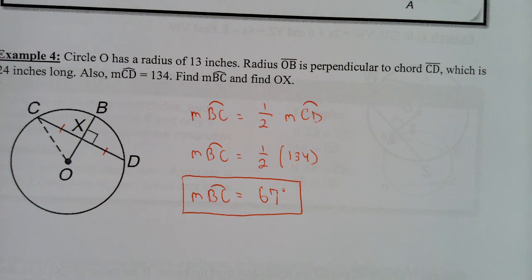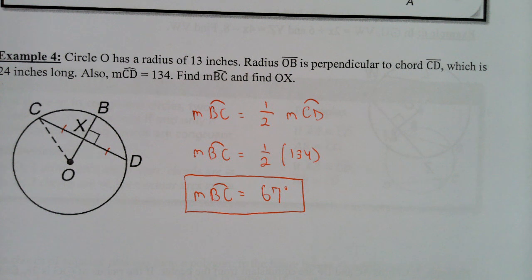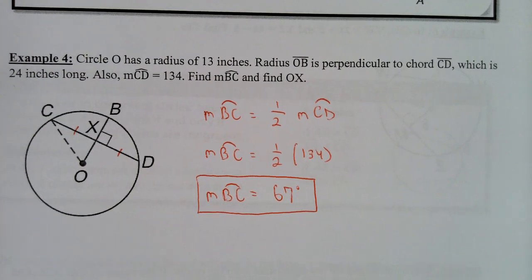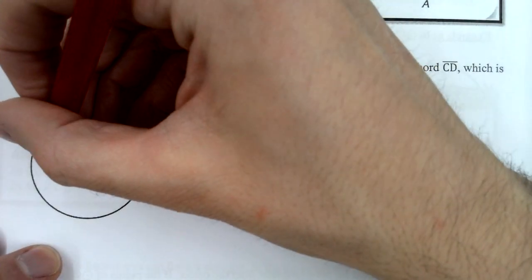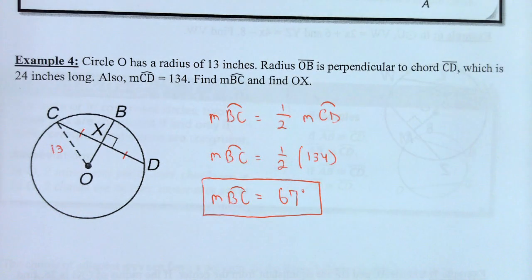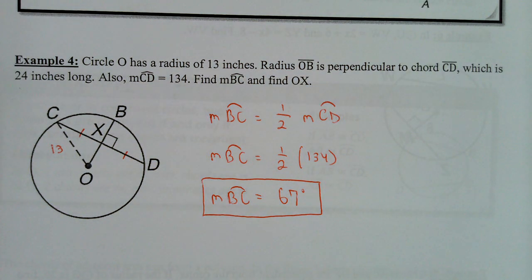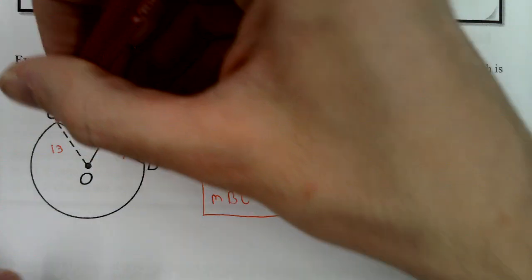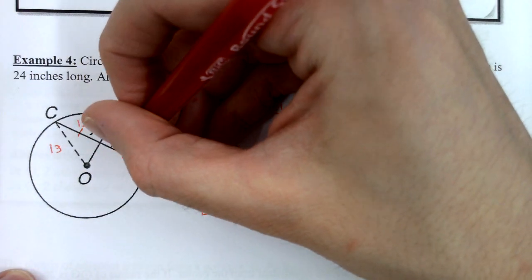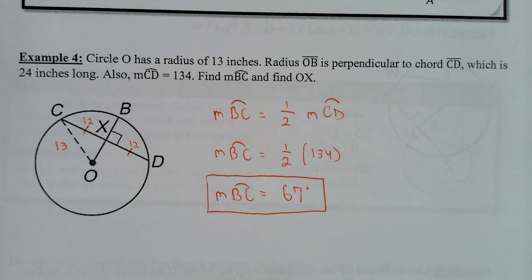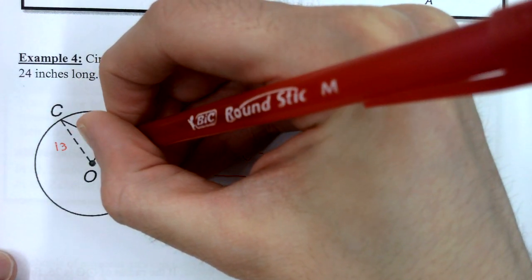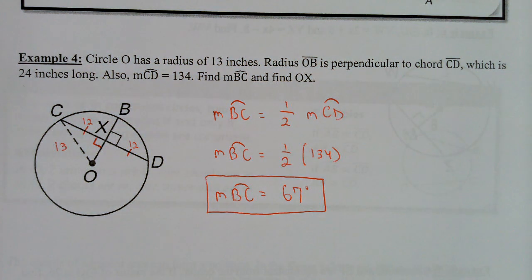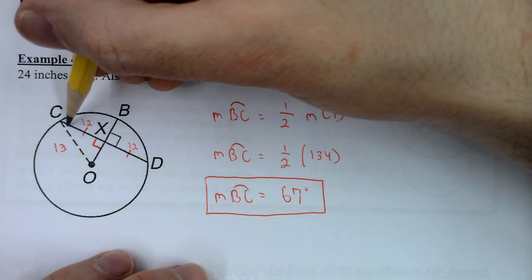And now we're going to find OX. This one's a little trickier. Okay, let's go and let's label some things. We know that CO, the radius, is 13. Let's label that. This is 13. And you know that chord CD is 24, and you should know that it's bisected, so this is 12. And that's 12. This is the right angle right here. So now what we're going to do is we're going to focus on this triangle. Just focus on that triangle.